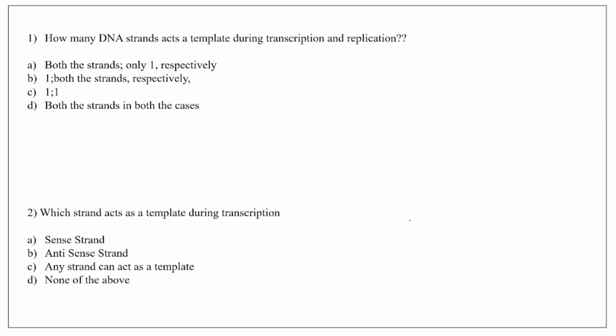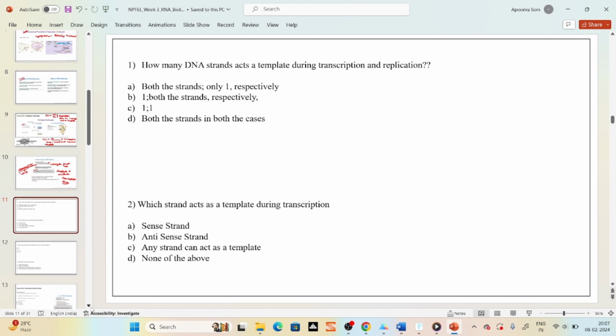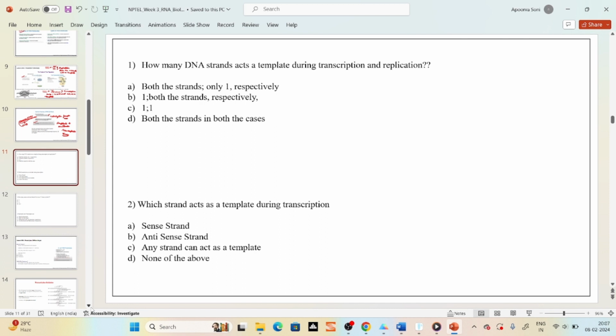Fine, now we'll do some questions. The first question is, how many DNA strands act as a template during transcription and replication? Both the strands, only one, respectively one or both the strands, respectively one and one, both the strands in both the cases. So what is the answer? Now just a minute. Yes. Tell me, what is the answer to this question?